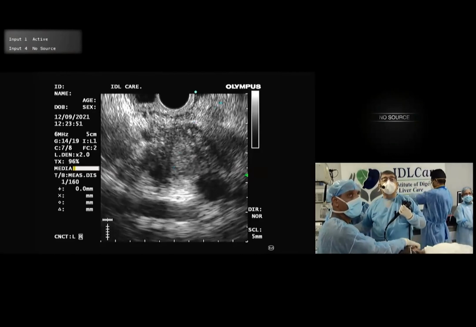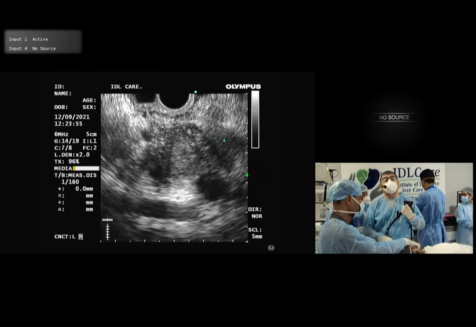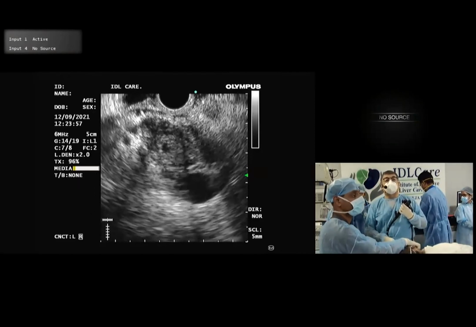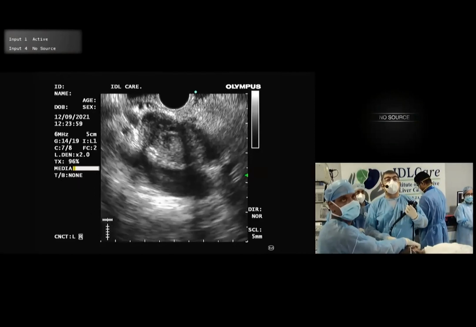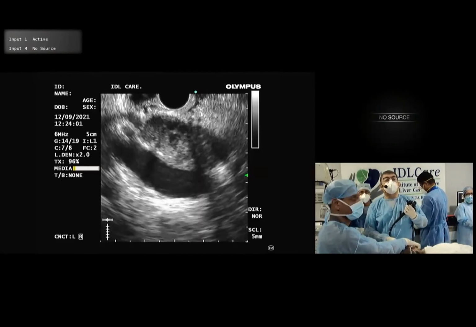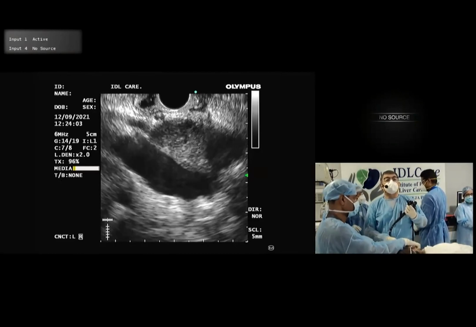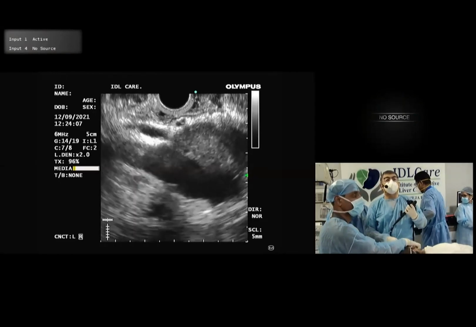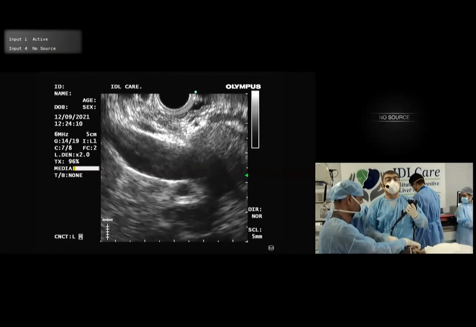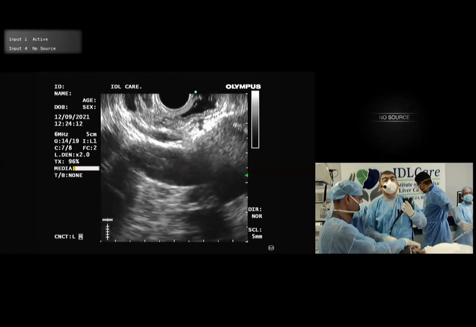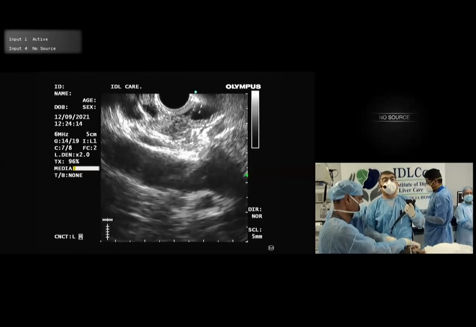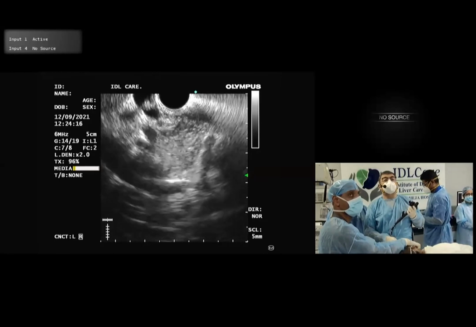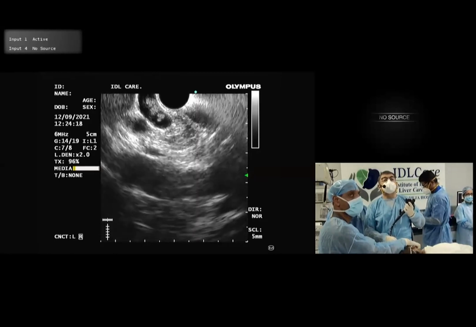So if you turn clockwise, you see more toward the ampulla. If you turn anti-clockwise, now I am turning anti-clockwise, you will see more toward the hilum. So you see the bile duct going, it's perfectly normal bile duct. See this? I am tracing it up towards the hilum and you see the gallbladder appearing. Even the gallbladder is having sludge.